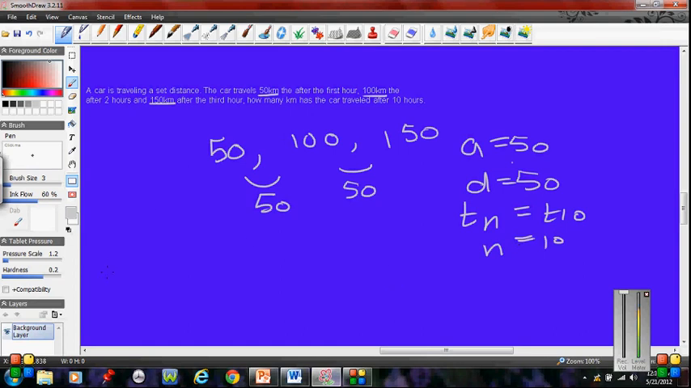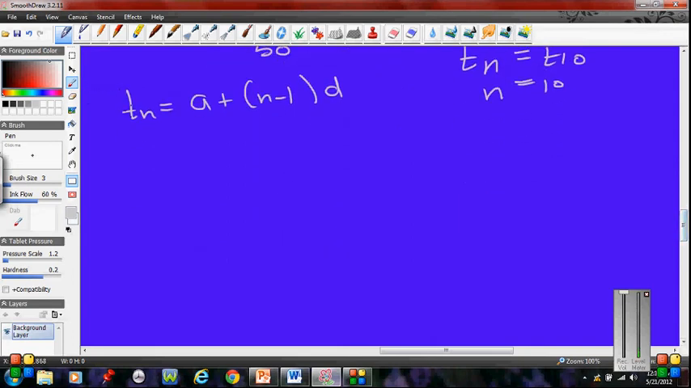Alright, so now let's use our formula that we learned, that we derived from this. Tn is equal to a plus n minus 1 d. Simple enough. Scroll down to work on it now. So our Tn, we know we're finding T10, so we can just write T10 right off the bat. The a value is 50, the n value is 10 once again, minus 1 of course, and the d value is 50.